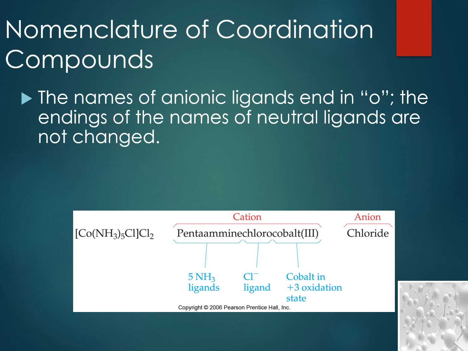Then the positive ligands end in IUM, that means hydrogenium, nitrosonium, ammonium, pyridinium, like this. Organic free radicals also give their own names: methyl, ethyl, phenyl, and so on.